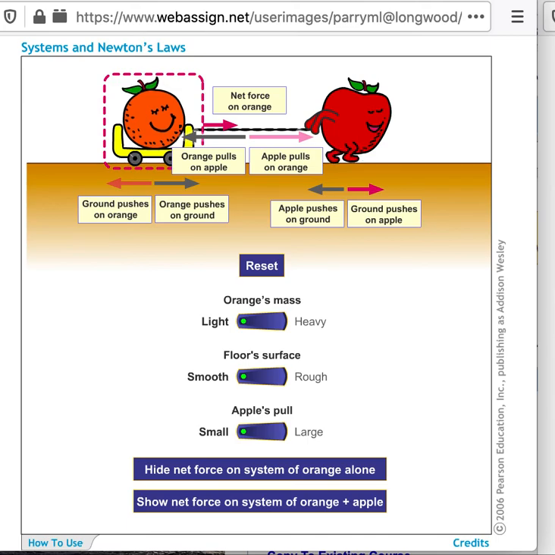And those pairs of forces are always acting on different objects, right? So we have, for example, the ground pushes on the apple. That's the force on the apple. But then the apple pushes on the ground. That's the force on the ground. So pairs of forces are always equal and opposite and act on two different objects.